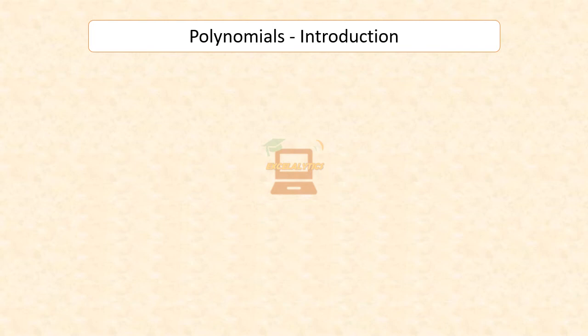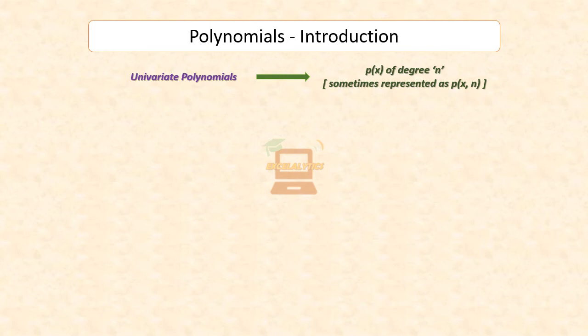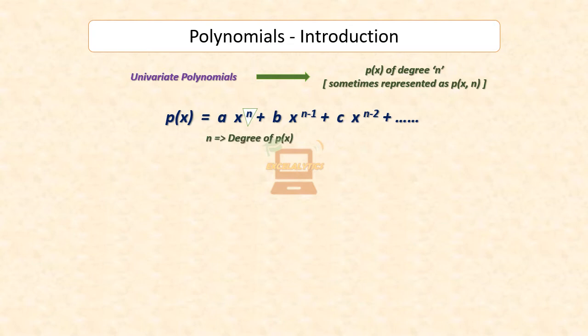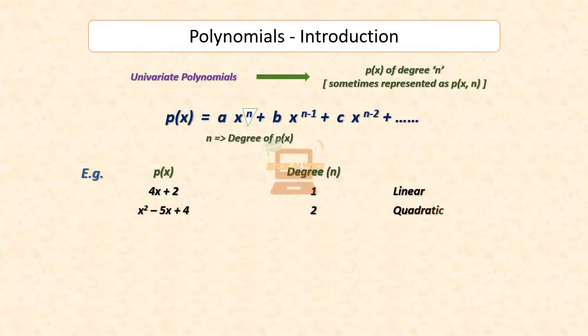You have already studied univariate polynomials, that is polynomials in one variable, and their degrees in your previous grades. You might recall that, if p of x is a polynomial in variable x, the highest power of x in p of x is called the degree of the polynomial p of x. For example, 4 times x plus 2 is a polynomial in the variable x of degree 1, which can be called a linear polynomial. X squared minus 5 times x plus 4 is a polynomial in the variable x of degree 2, which can be called a quadratic polynomial.